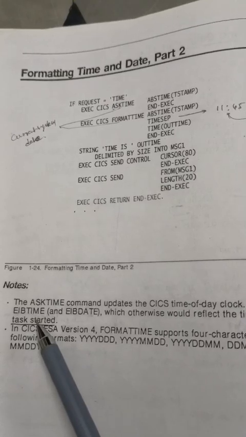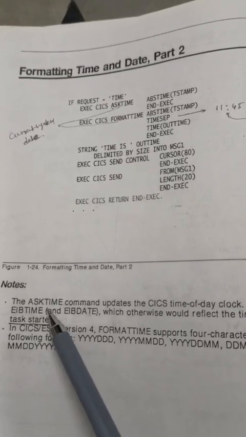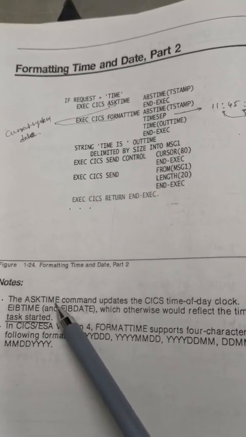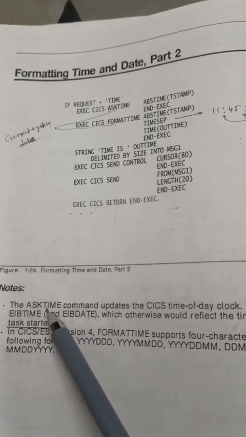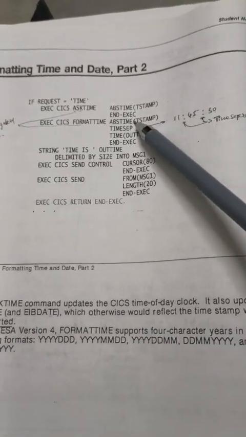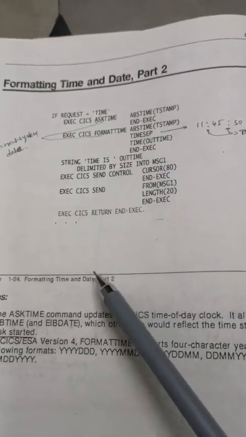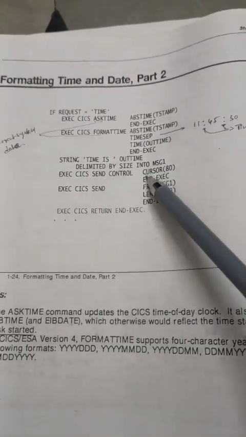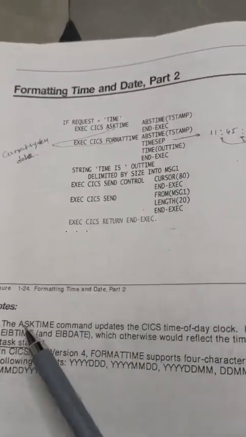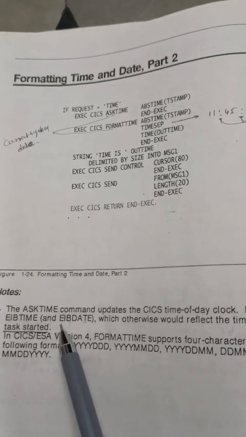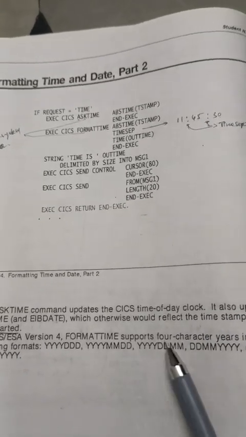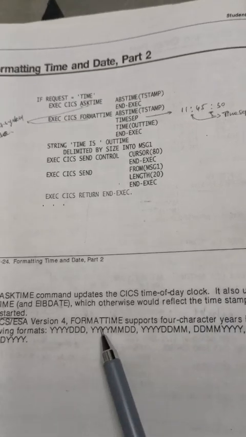This is the main question, guys. Sometimes the interviewer may ask what is the difference between ASK TIME and EIB time. ASK TIME is nothing but the system time. We can format it in the program, and we can get the current system time. And EIB time is nothing but the task initiation time. Both are different. Sometimes maybe the same.